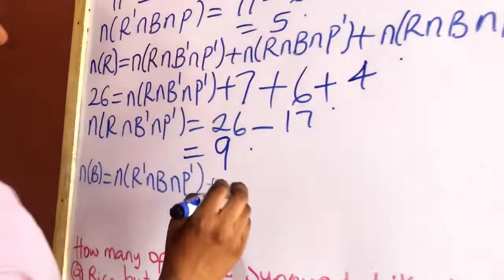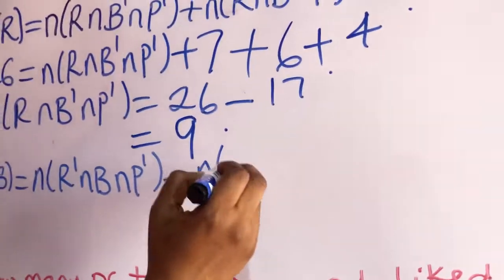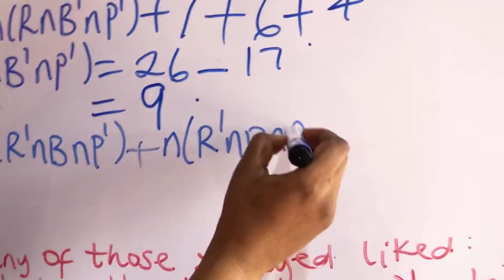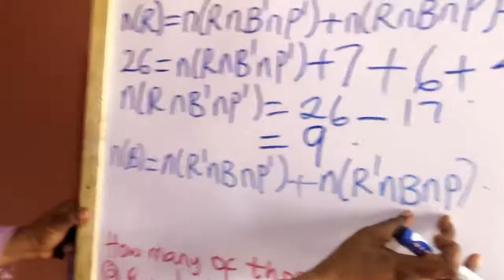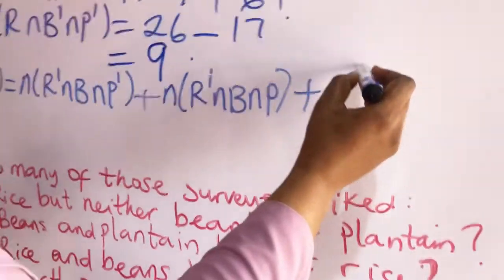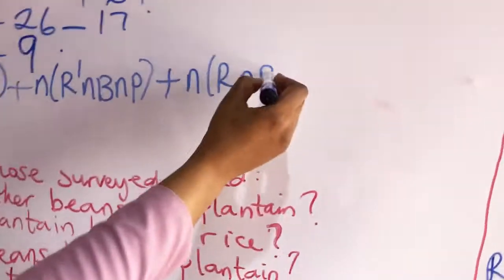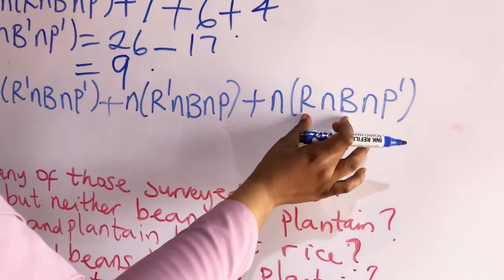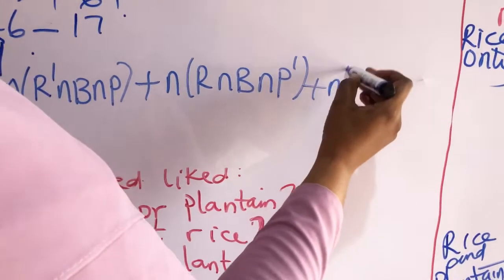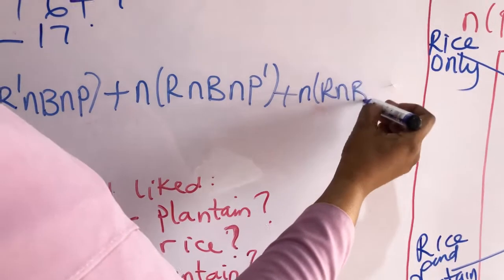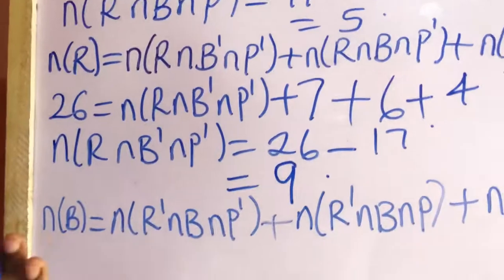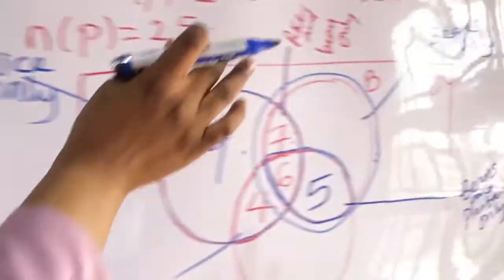So plus cardinality of R prime intersect B intersect P. So what is this one? This is beans and plantain only. Plus cardinality of R intersect B intersect P prime. This is rice and beans only. Then plus cardinality of R intersect B intersect P, those that like the 3 foods. So cardinality of beans was given to be 21.